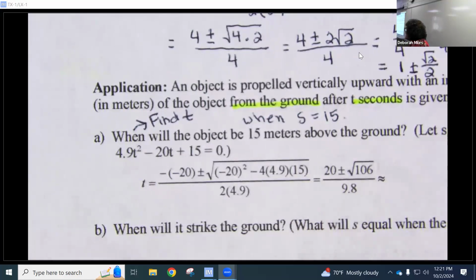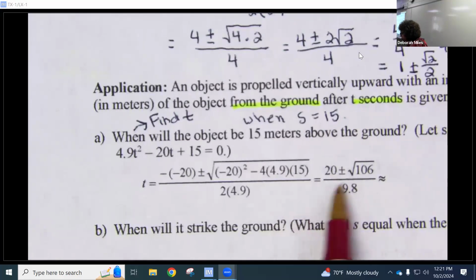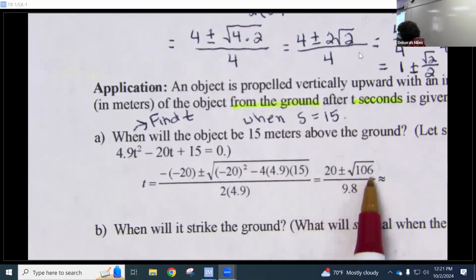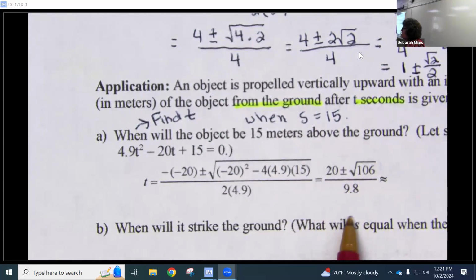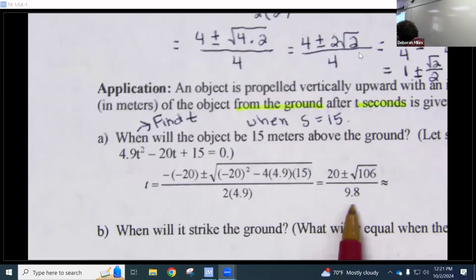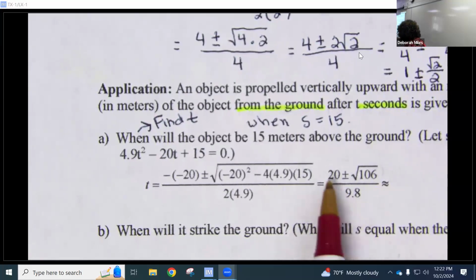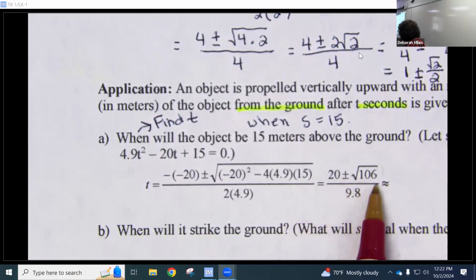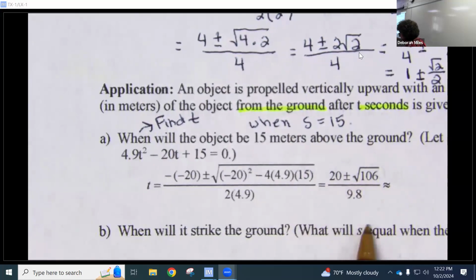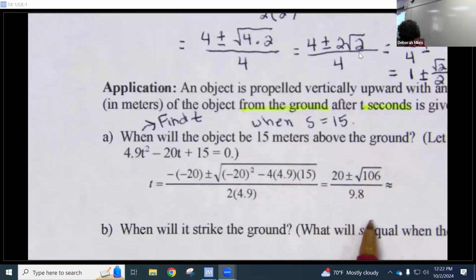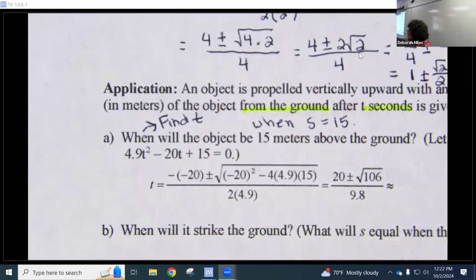So I'm just trying to guess what my answers will be close to. What's 20 plus 10? 30, and 30 divided by 10? One of my answers is going to be close to 3. The other answer, 20 minus 10, is 10. 10 divided by 10 is 1. So I'm expecting answers close to 1 and close to 3.